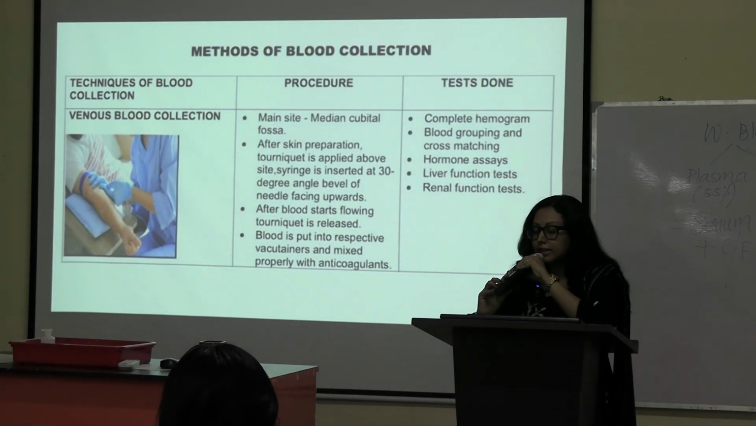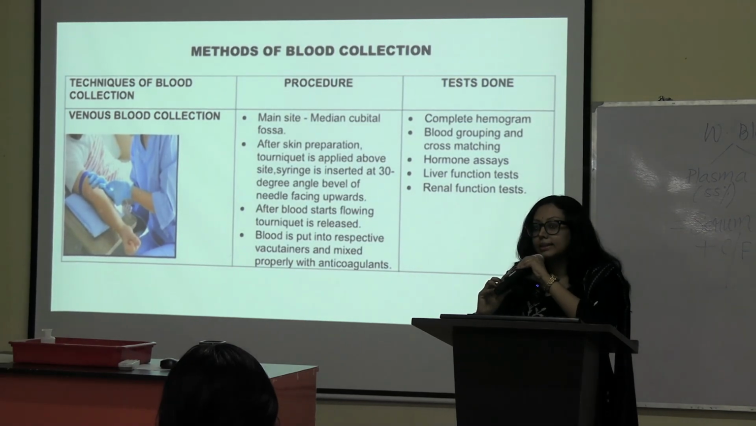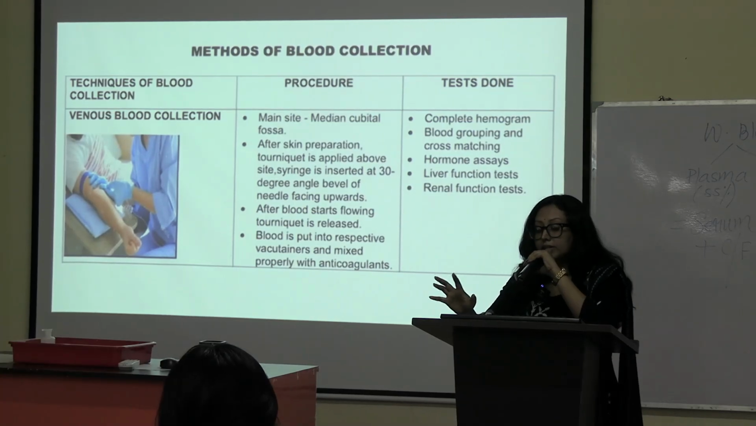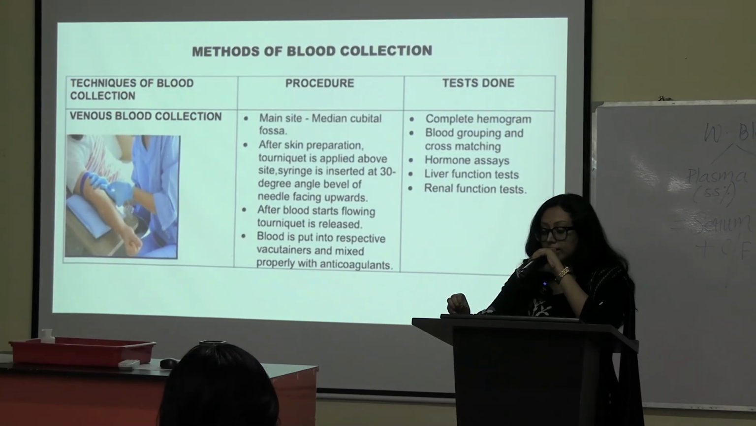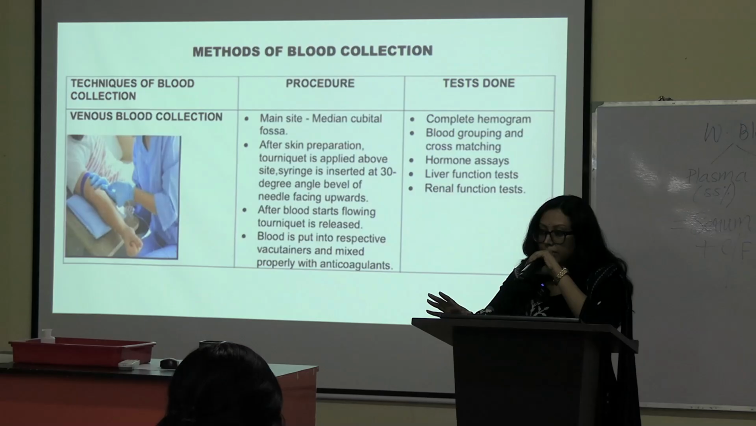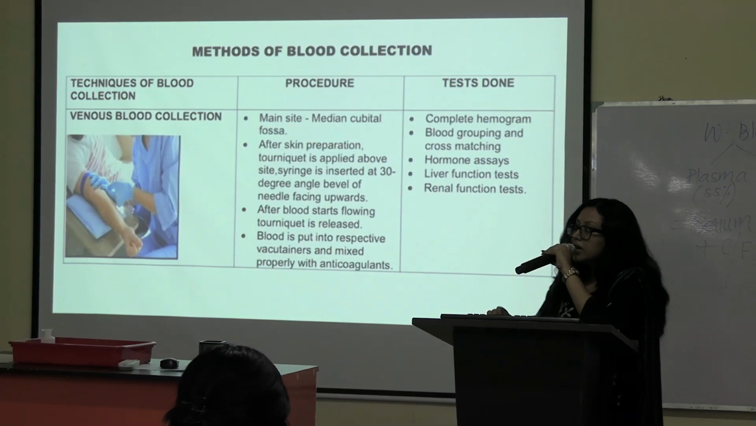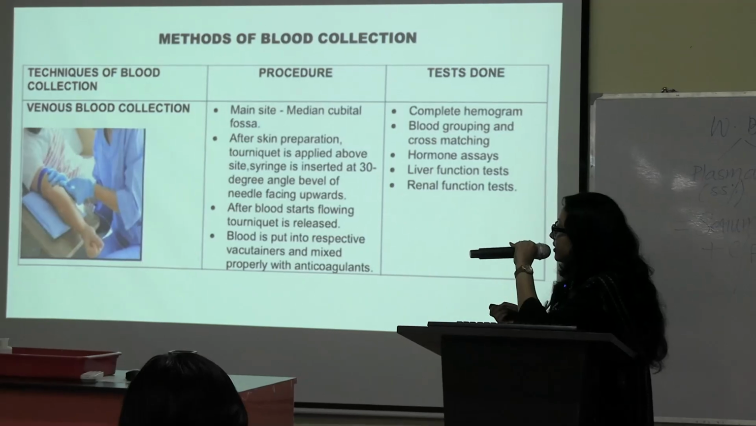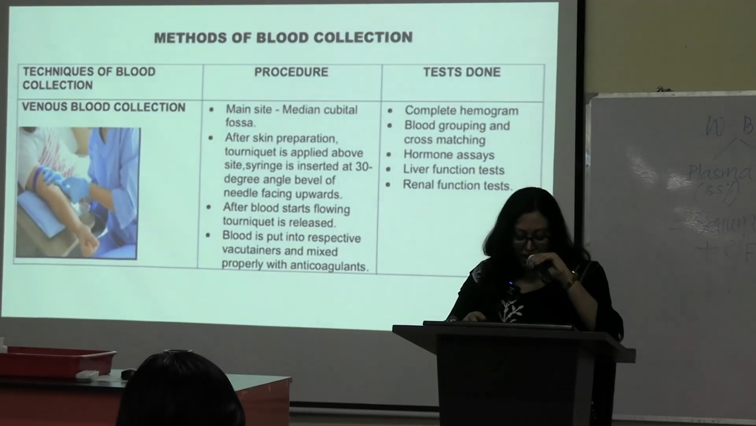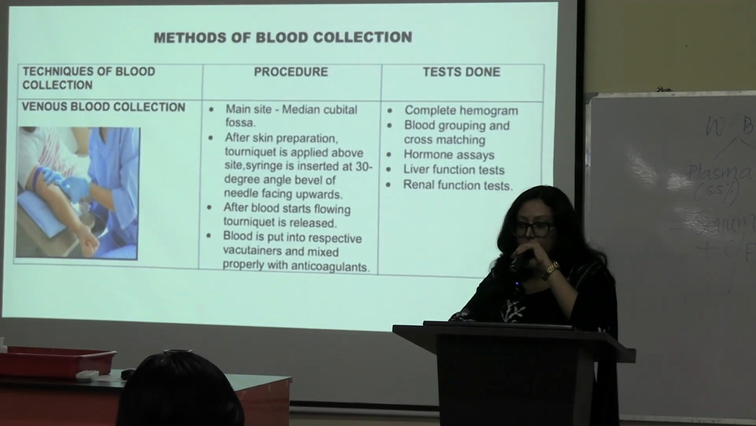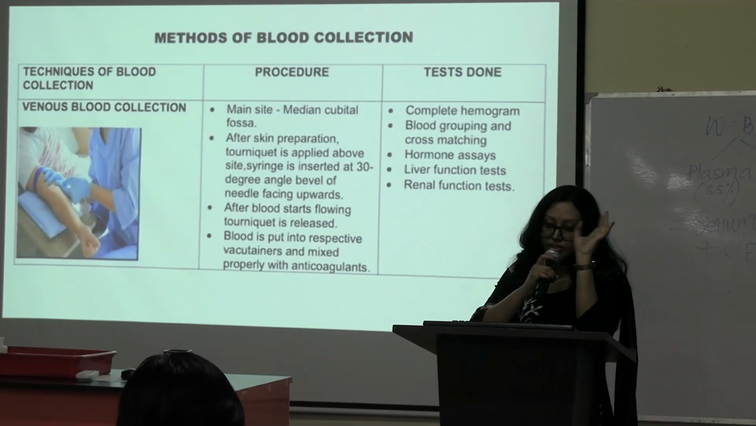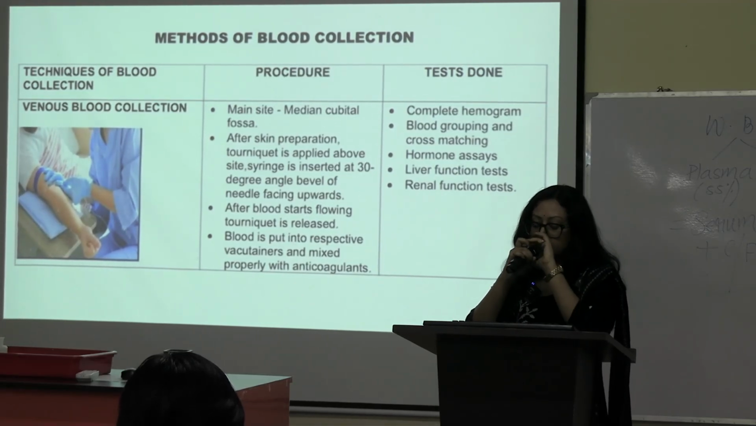It is also easily accessible and easily visible. And then it is also supported by the aponeurosis. Okay, and it is also connected with a deep vein through perforators. So that's why we use the median cubital vein as an ideal vein for blood collection. Other veins are the basilic and cephalic veins, which are on the medial side and lateral side of the forearm respectively.